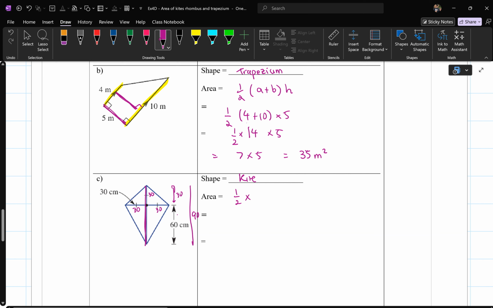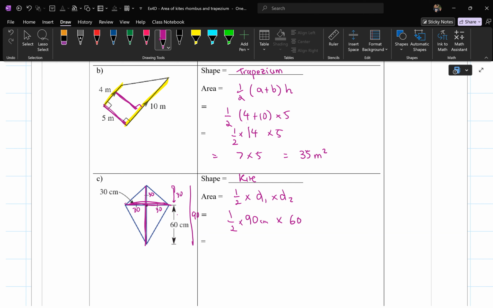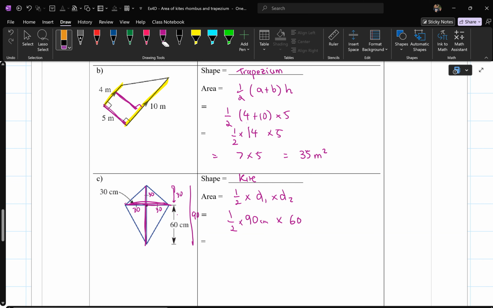The formula is half times diagonal 1 times diagonal 2, and diagonal 1 is actually 90 centimeters, and then times by the other diagonal, which is this length here, which is 60, not 30. Okay, so you have to do a bit of thinking before you multiply these numbers together. So I'll do half of 60, which is 30, and 30 times 90, which is easier to work out. That's 2,700 square centimeters. Again, you can use a calculator.